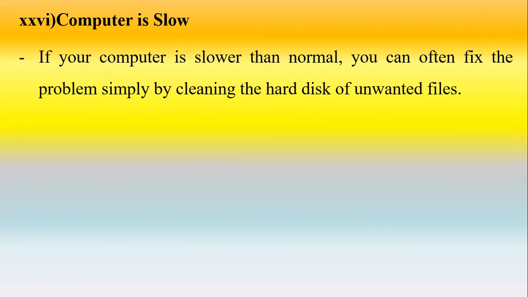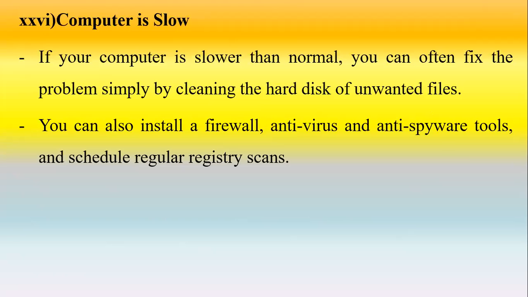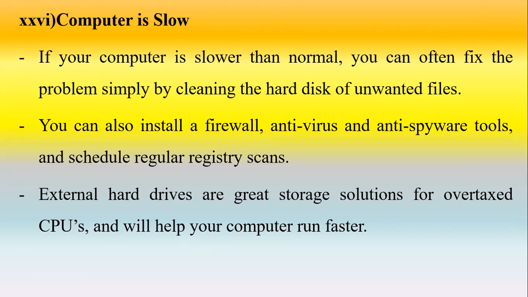Number 26 is your computer is slow. If your computer is slower than normal, you can often fix the problem simply by defragmenting the hard disk or by cleaning the hard disk of unwanted files. You can also install a firewall, antivirus, and anti-spyware tools and schedule regular registry scans. External hard drives are great storage solutions for overtaxed CPUs and will help your computer run faster.